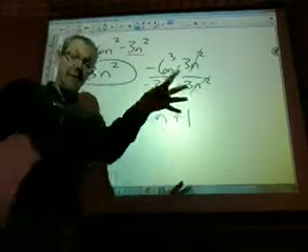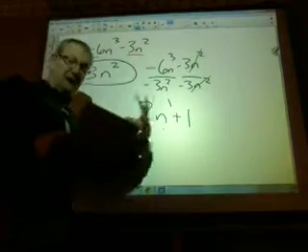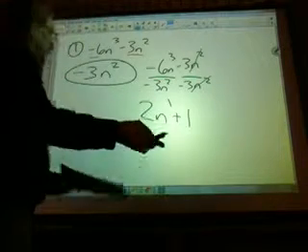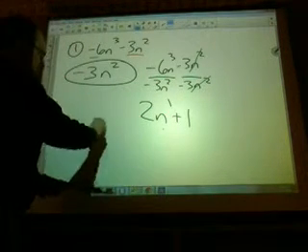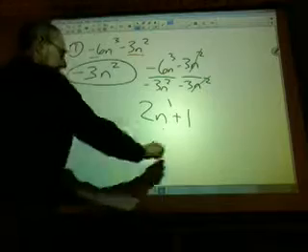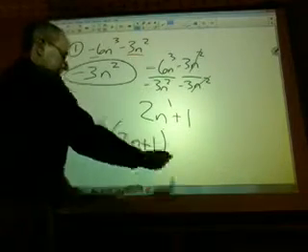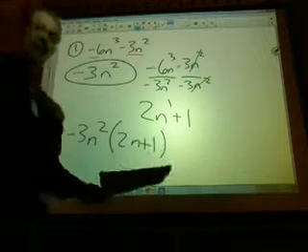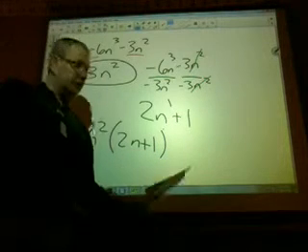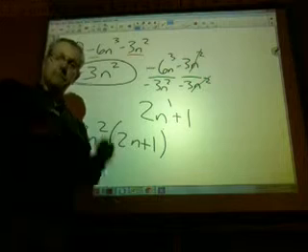Now we need to go to step 4, which says the final answer. We need the answer for number 1: negative 3n squared, parenthesis, this answer right here, 2n plus 1. Okay, so that's our final answer, and that's how we do simple factoring.